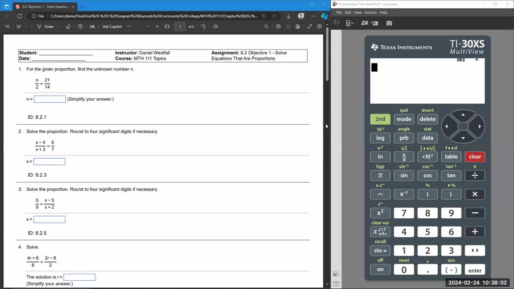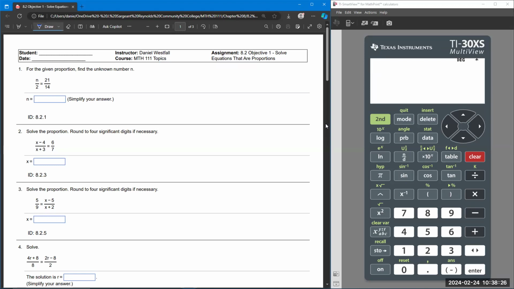In this video, we're going to talk about 8.2, Objective 1, solve equations that are proportions. A proportion would be a fraction that is equal to a fraction. And we can do something with proportions where we cross multiply, and I'll show you that in just a second. But before we cross multiply, we want to make sure that both of the fractions are reduced completely.